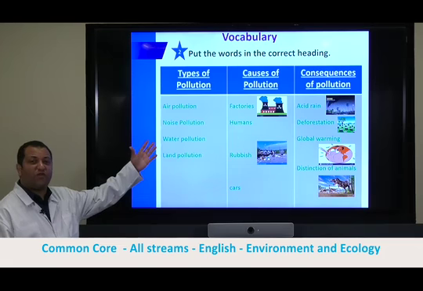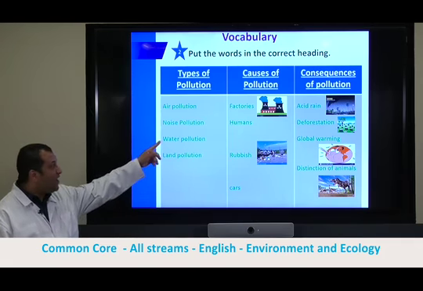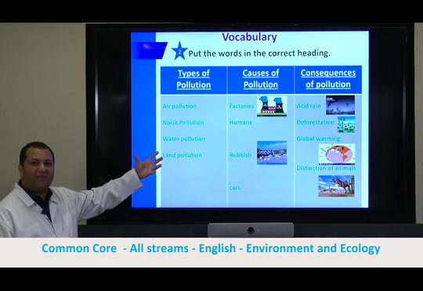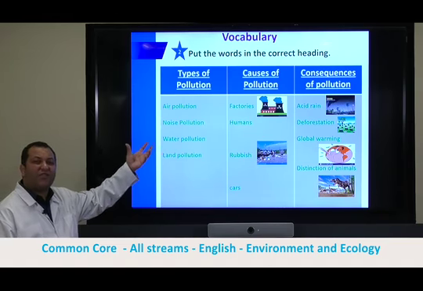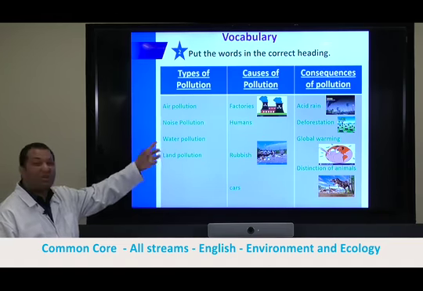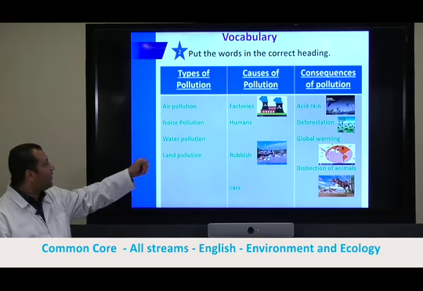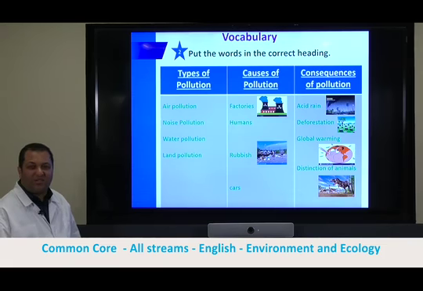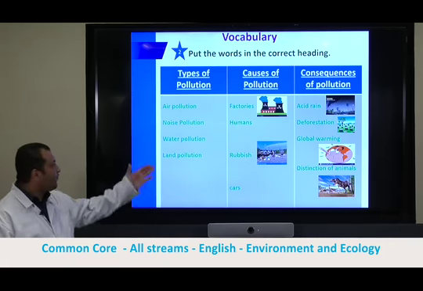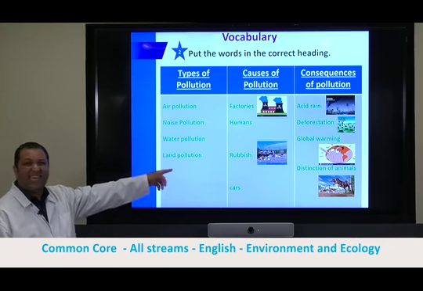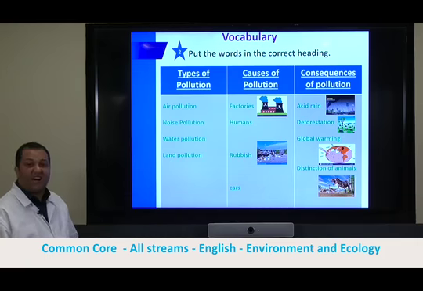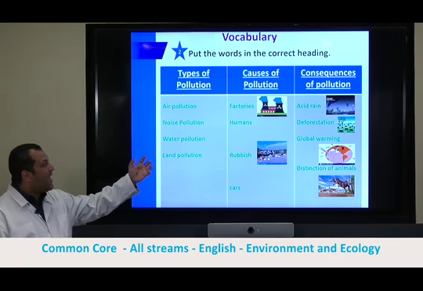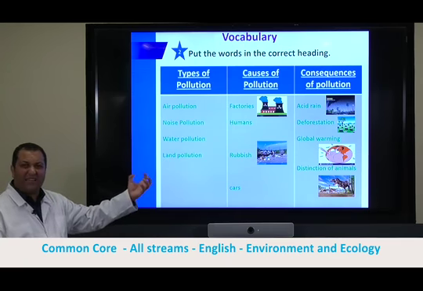The causes of pollution, we can talk about factories. Casablanca, for example, is full of factories which emit toxic gases. Humans, we, people, we also cause pollution. Rubbish, garbage, and cars.